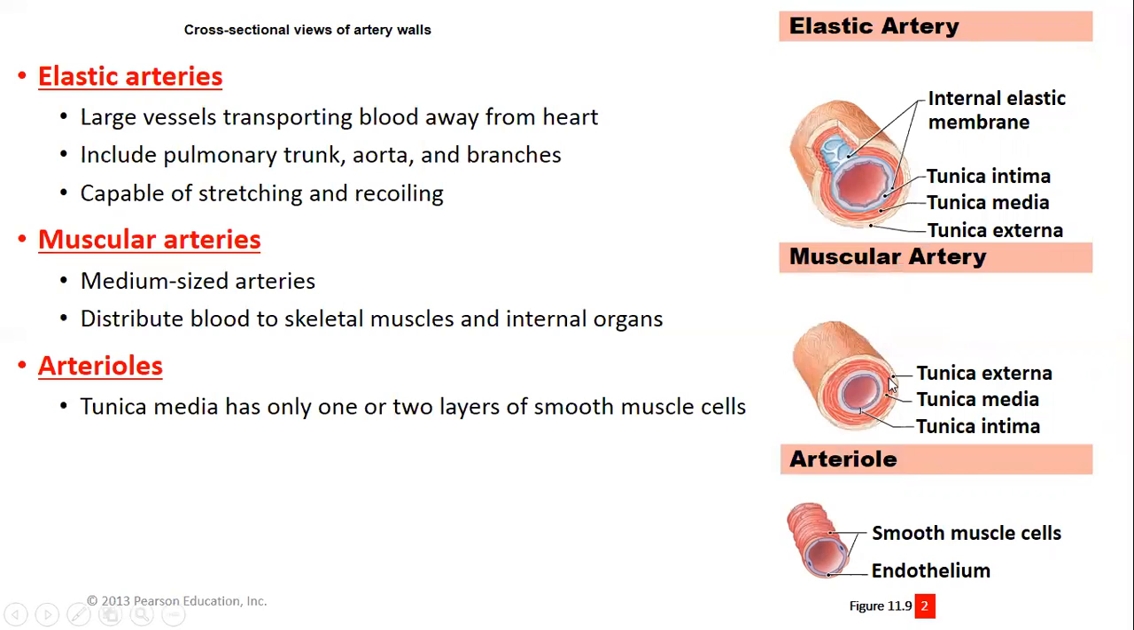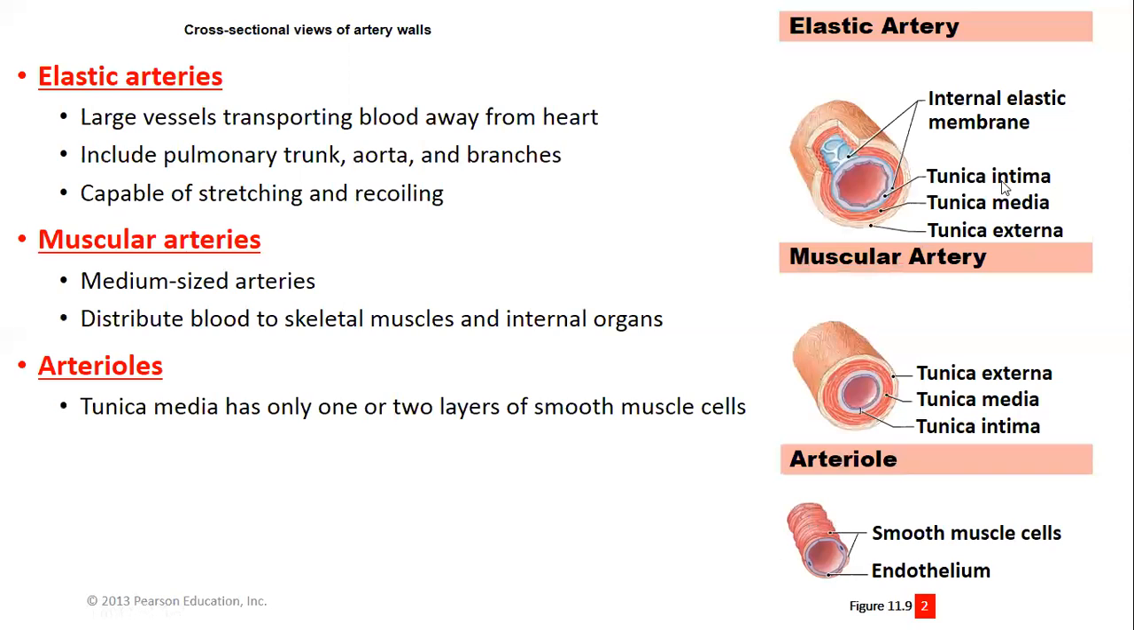And these muscular arteries are mostly responsible for distributing blood to skeletal muscle and internal organs. So they have a really nice ability to constrict and dilate, and they can direct blood flow to everywhere it needs to go. And then the arterioles are even smaller branches off of muscular arteries.